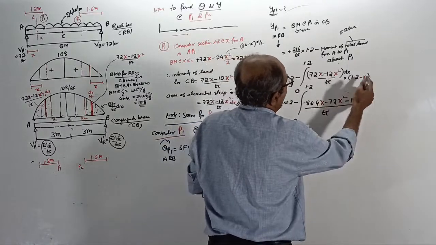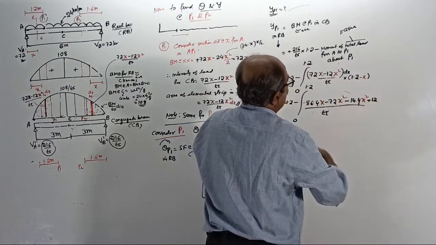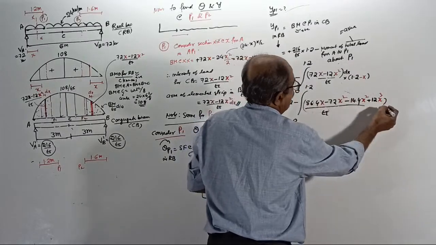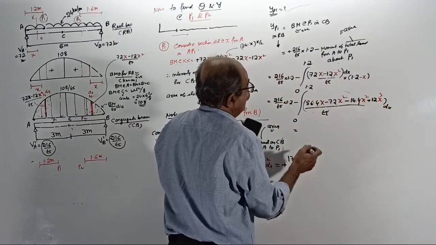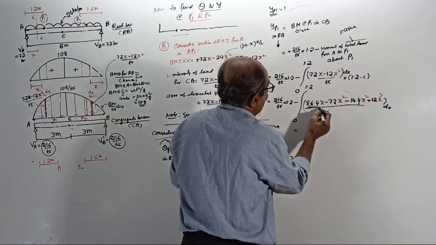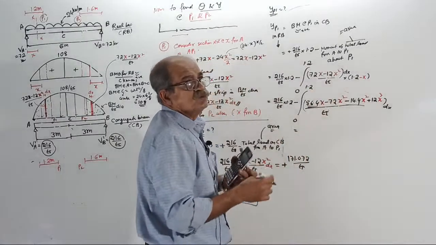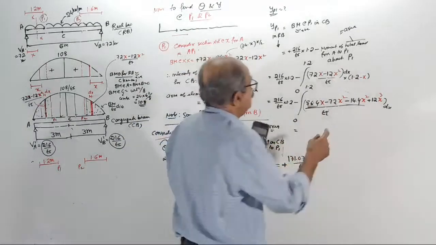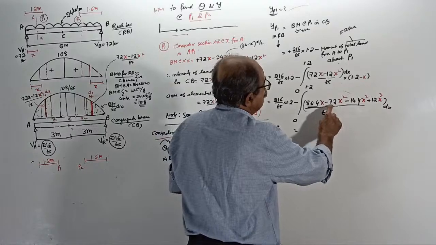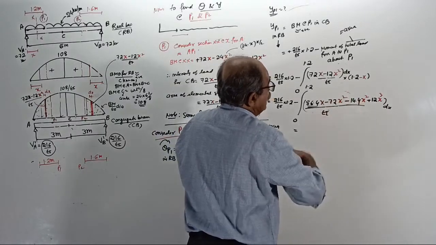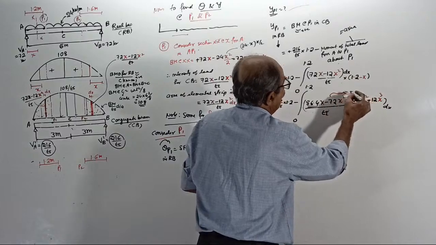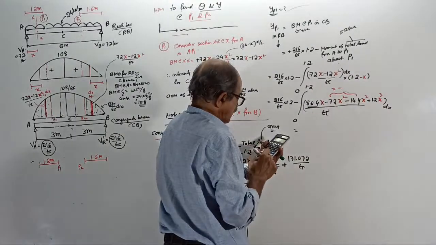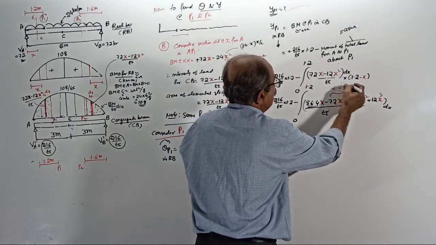Lastly, 12 into 1 plus 12 into x cube dx. Now tell the answer. Calculate. See, 86.4 into 1.2 square by 2 minus, you can do one thing, 72x square and 14.4x square, you can combine together. This combined together will be equal to minus what? 72 and 14.4 combined together will be minus 86.4x square.